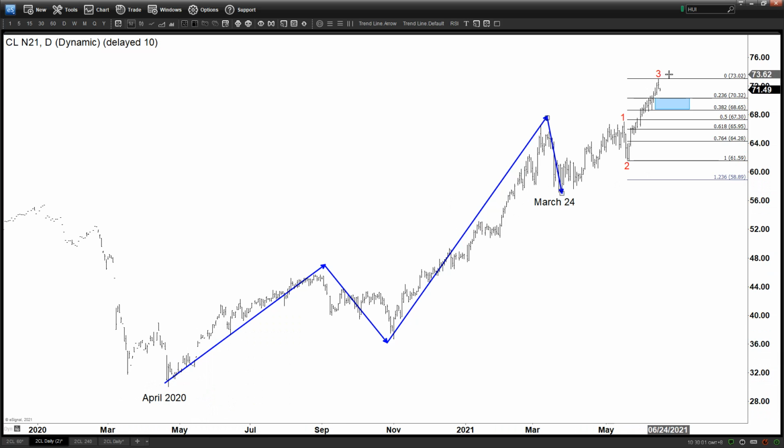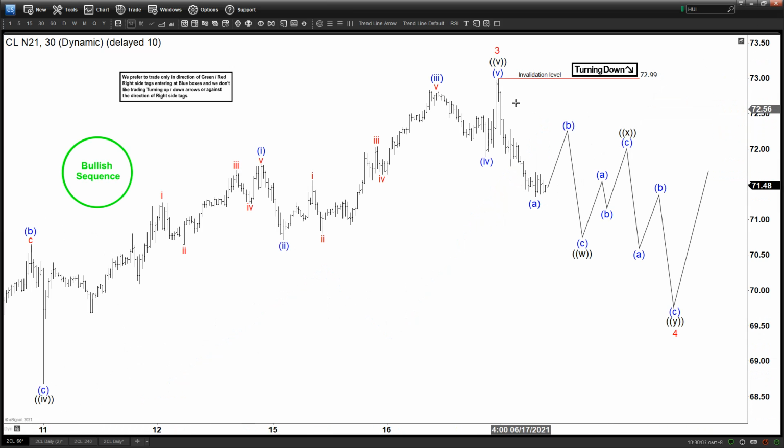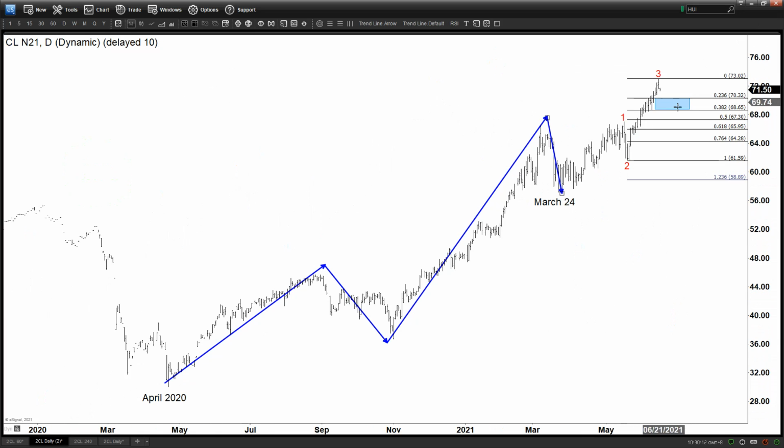Okay, so again looking for possibly one more push higher eventually, but now doing this pullback in the wave 4, and again the estimated area is 23.6, 38.2% retracement, where we might potentially see support for another leg higher.